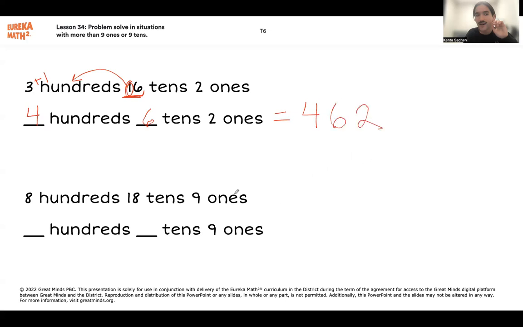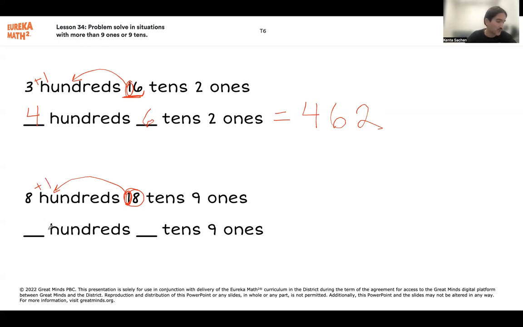462. Great. Okay, last one we'll do together before we open up our workbooks. We have 8 hundreds, 18 tens, and 9 ones. I want you to see that this tens, there's more than 10 here. 18, it's too big, too many tens. All right, we're going to take this 1, because remember, 10 tens is equal to 100, right? 10, 20, 30, 40, 50, 60, 70, 80, 90, 100, right? So we're going to take 10 of those tens, and we're going to add that to the hundreds.